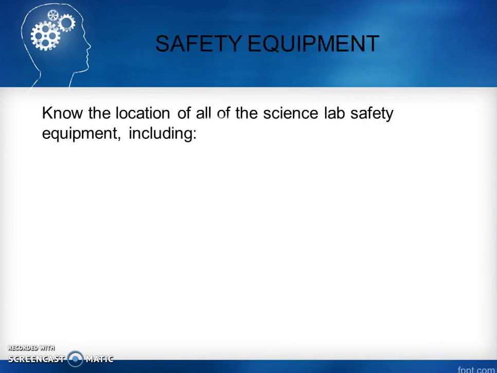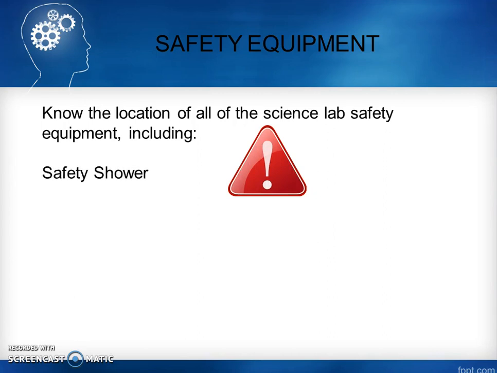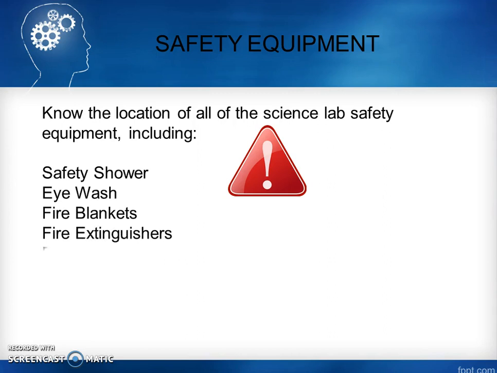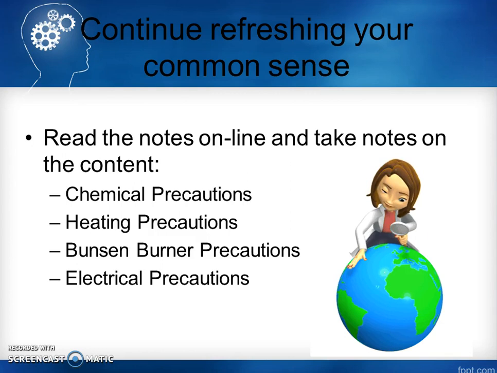Okay, safety equipment. You need to know the location of all the science lab safety equipment. All labs will have these items there, and you should be aware of them and how to use them. Safety shower, eye wash station, fire blankets, fire extinguishers, fire exits, telephone, first aid kit. These are things that would be in every lab, and like I said, you need to know or be aware of those before you start working on an experiment.